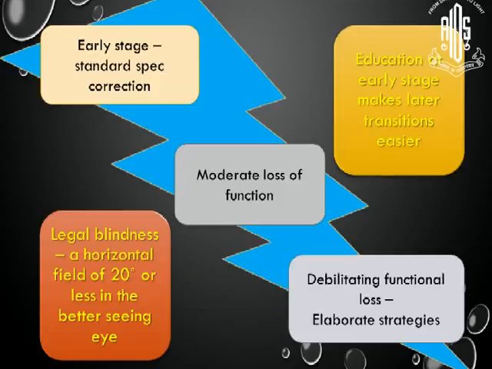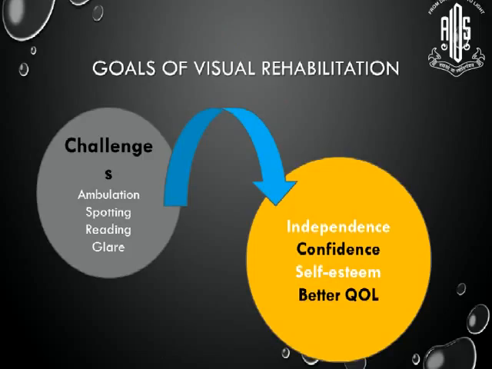In the early stage of glaucoma, you can give spectacles, you can do some counseling, and the patient can lead a life. In the moderate stage, where there is moderate loss of function, there can be education and also some form of counseling. The real problems come with the debilitating function loss in the end stage, where elaborate strategies have to be taken to lead a good quality of life.